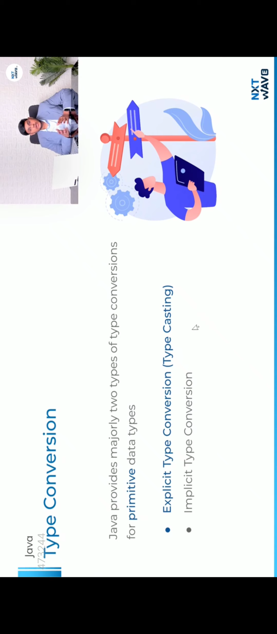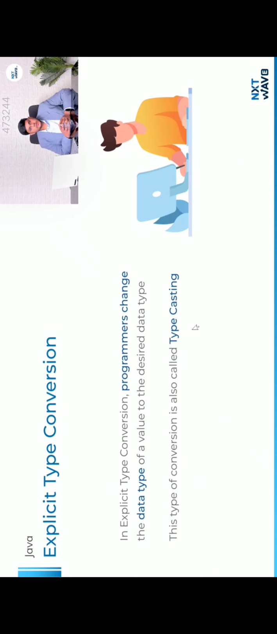Within this, there are two types of type conversions. One is explicit type conversion, also called typecasting, and the second is implicit type conversion. We will understand what each of these means. In explicit type conversion, if we as programmers want to change the data type of a value to another data type, we need to explicitly mention how the data type should be converted. This type of conversion is called explicit type conversion, or typecasting.